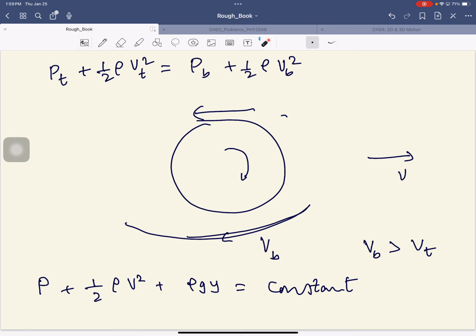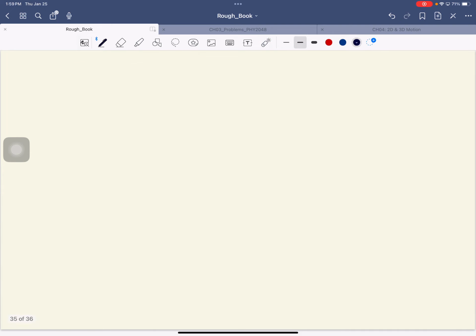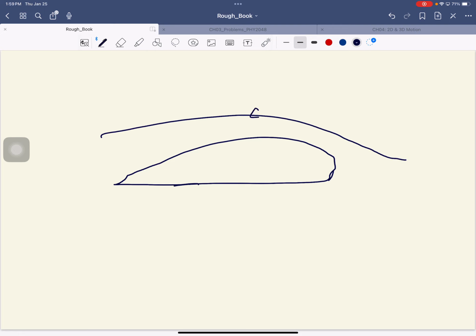Okay? So that's what I want you to remember. Anytime a fluid flows faster, the pressure at that location is lower. Okay? That's how you get the planes to fly. So here's the cross section of an airfoil, and here's what you're trying to do. So the air there has to travel a longer distance. Velocity at the top is greater than velocity at the bottom.